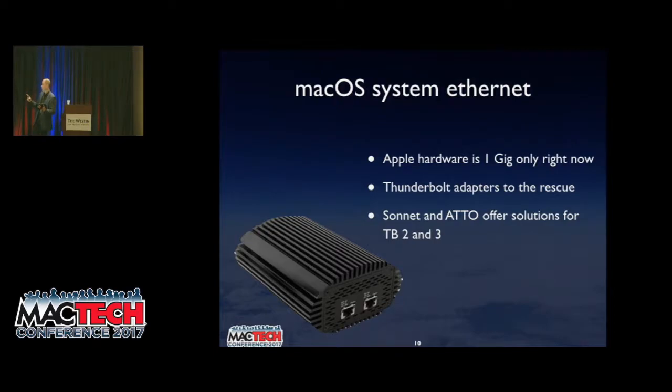Oh, something of note here. If you're using a Thunderbolt adapter, you've got options for Thunderbolt 2 and Thunderbolt 3. Your Thunderbolt 2 options run right around $500 for a unit. Thunderbolt 3, right about $550. You've got options available from Atto, and you've got Sonnet options as well on that.